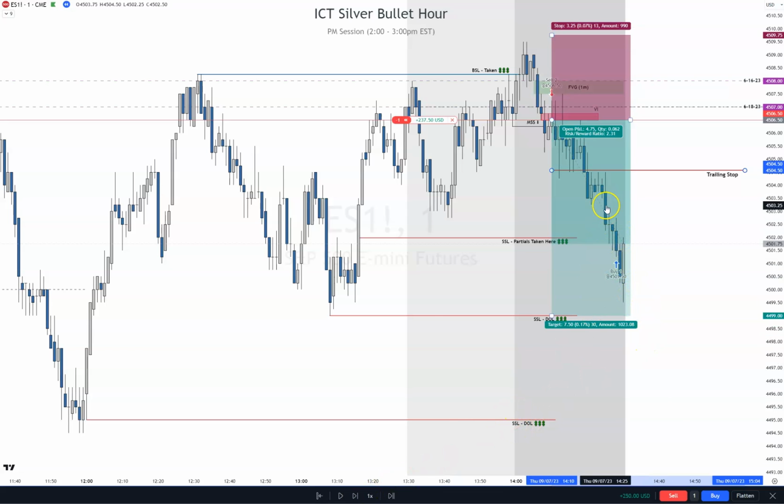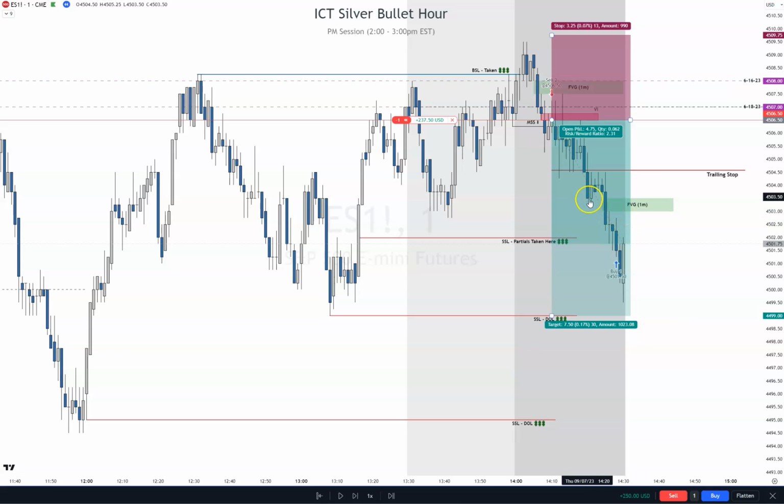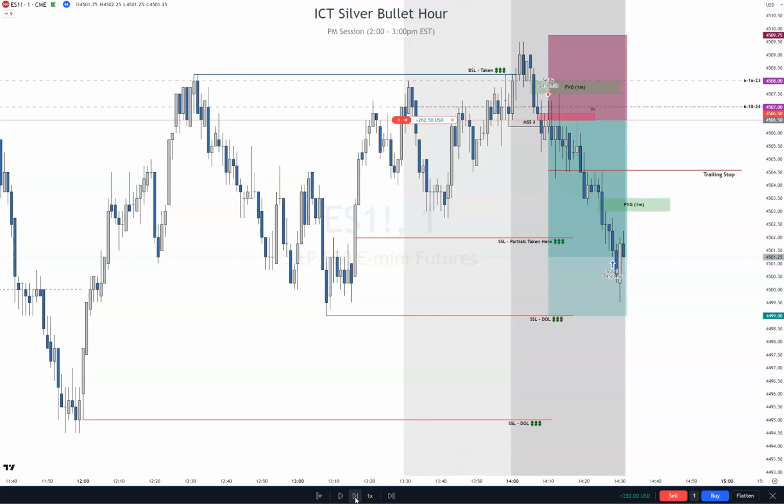It could fill in this fair value gap right here. This fair value gap right here. So I know there's an order block right here, so it can trade up in here before it came out. So I wanted to give it room. So we'll see how it works.